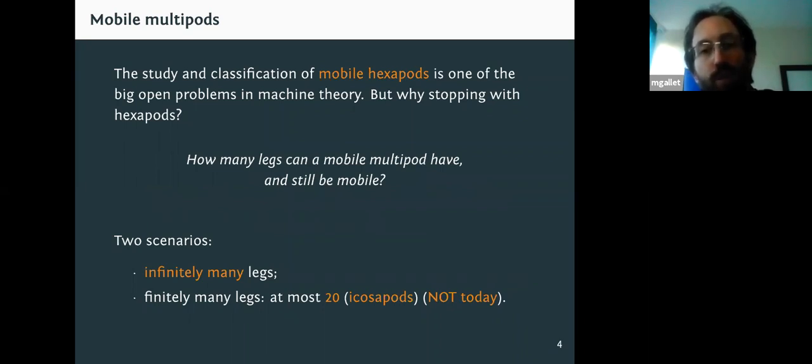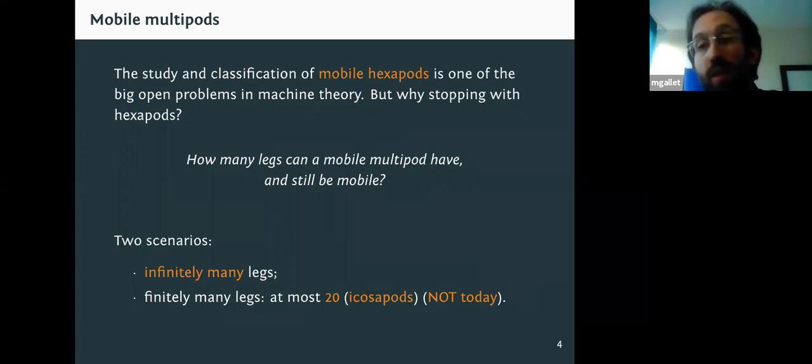Studying hexapods is extremely interesting. It is one of the topics I have been studying together with my co-authors. But why stop there? In general, one may ask, how many legs can we add to a manipulator so that it's still mobile?